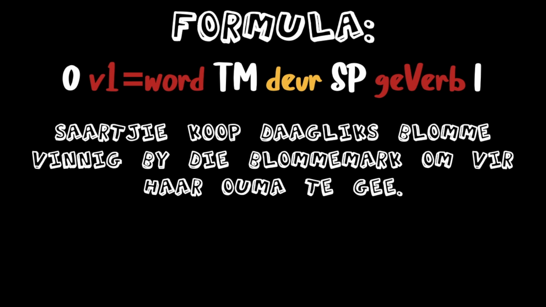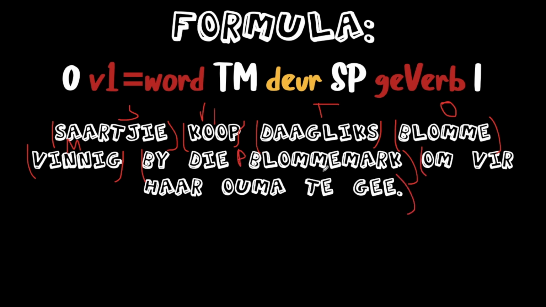So remember what I said you should do first, okay, is identify each part of stompie. Now just excuse, this might take a while because I'm not very good at this. I don't have a mouse, so I have to use my little pad thingy. So our subject would be Saartjie. Koop would be our verb 1. Daagliks would be our time. Blomme would be our object. Vinnig, manner. By die blommemark would be our place. En om vir haar ouma te gee would be our infinitive.